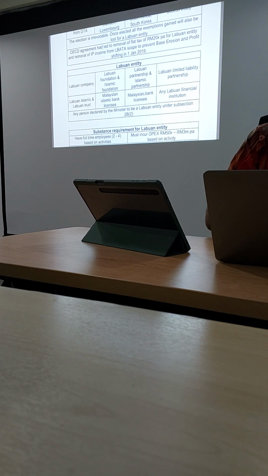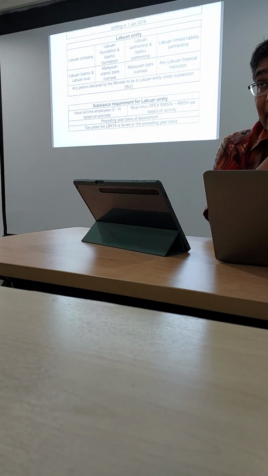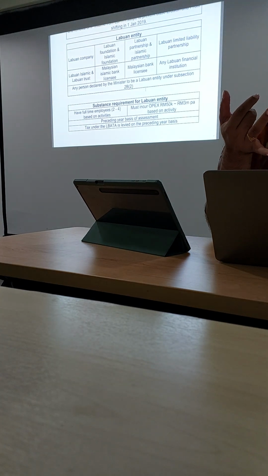Okay, now, what are Labuan entities? This Labuan entity could be a company, could be a foundation, could be a partnership, could be a limited liability partnership, LLP, could be a trust, could be a bank, could be a financial institution. Now, whether it's Islamic or non-Islamic, it doesn't matter. Either is accepted as a Labuan entity. So you can be either a Labuan foundation or an Islamic foundation.